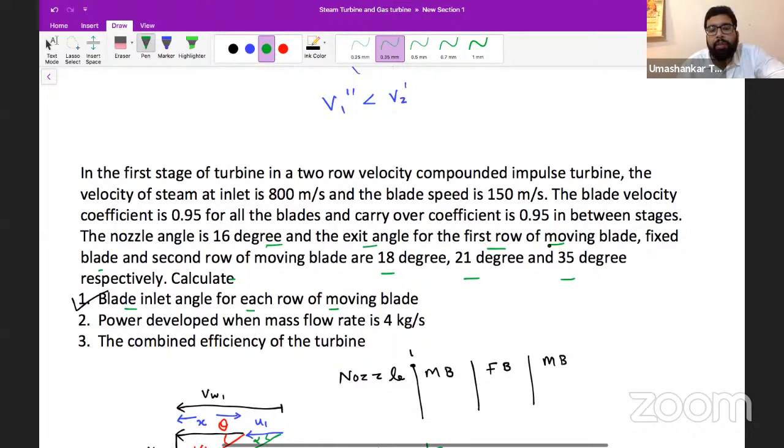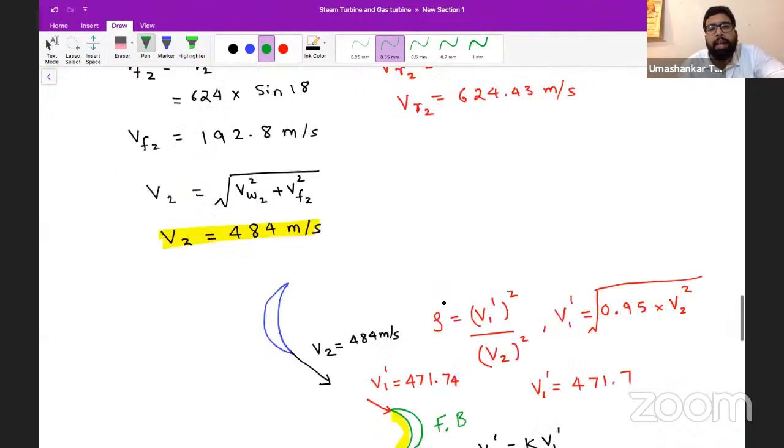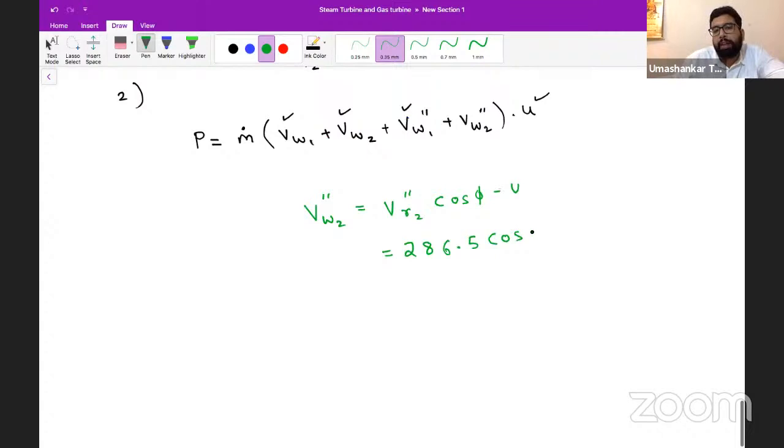The exit angles of the first row of moving blade, fixed blade, and second row of the moving blade are given. The exit angle of the second row of the moving blade is given as 35. So we have this cos 35, and we have the value of u as well. So from here we can find VW2 double dash. So it is equal to what? Can somebody tell me please? 84.69. Someone of you has already told me this. So I am using 84.69 here.